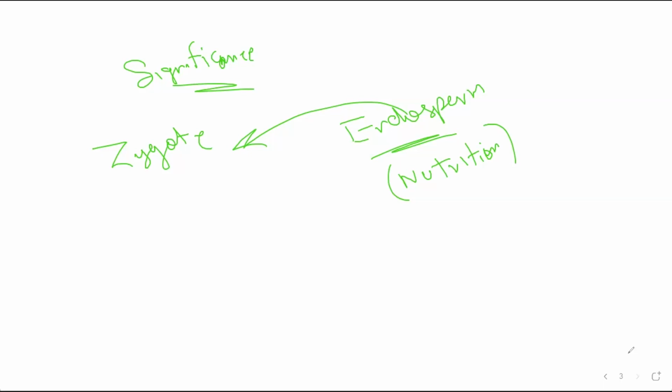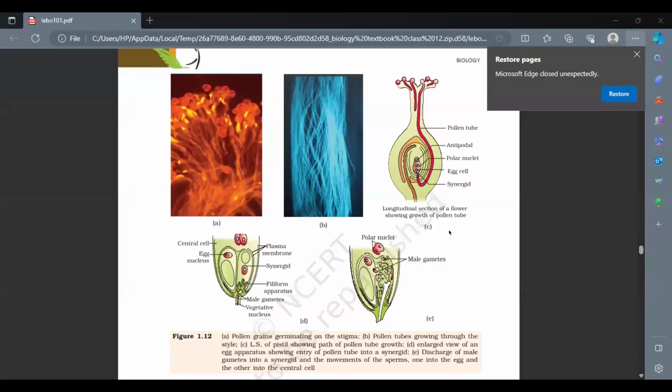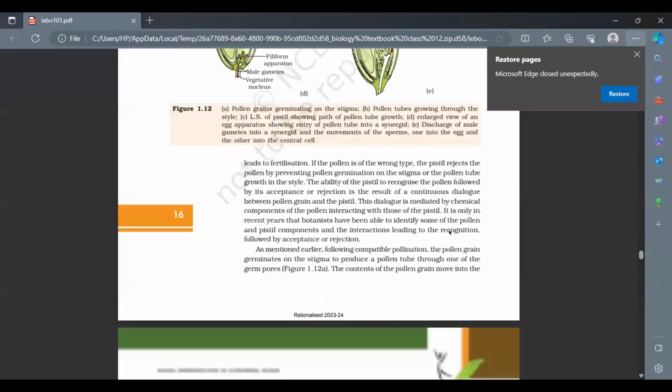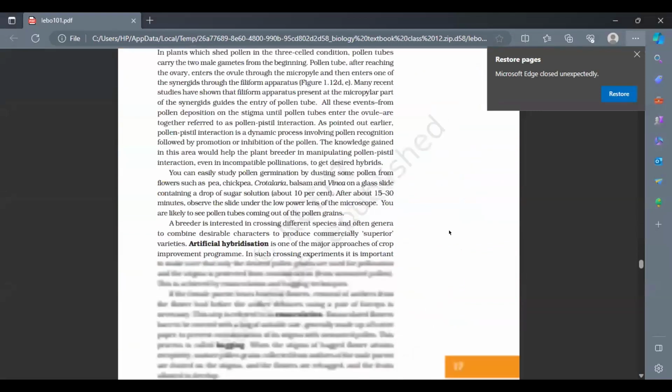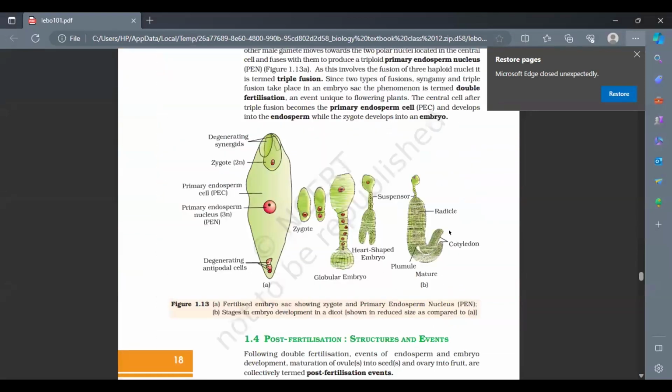So I think till here the things are clear. What are we talking about right now? We are talking about the fertilization process. We talked earlier about the pre-fertilization events. Then we talked about double fertilization, and the fertilization event. Now let us come to the diagram that's given in front of you.